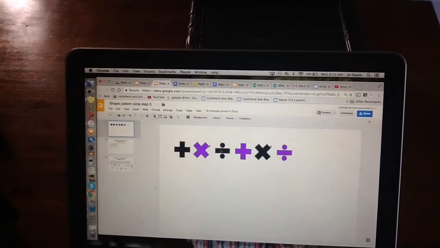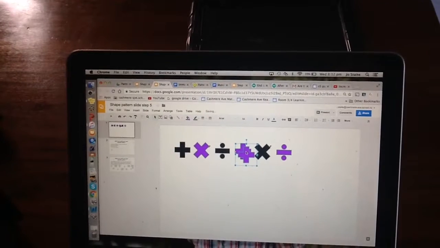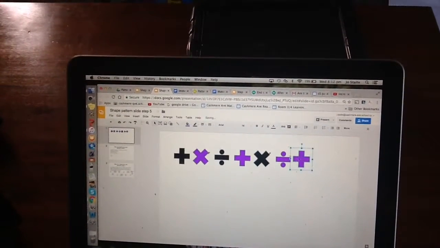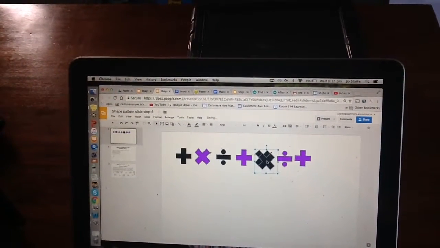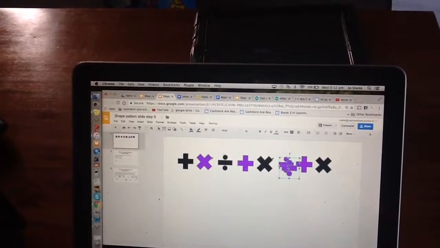So if I'm going to work out the next shape in my pattern, I know it's going to be an addition sign. So I'm going to put it there. Then I know it's going to be followed by a times, and then followed by a divide.